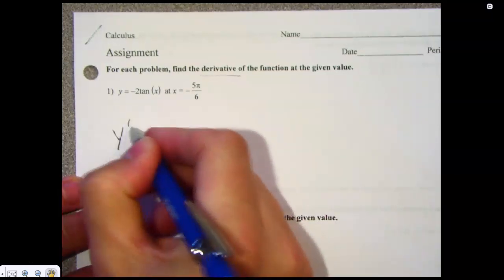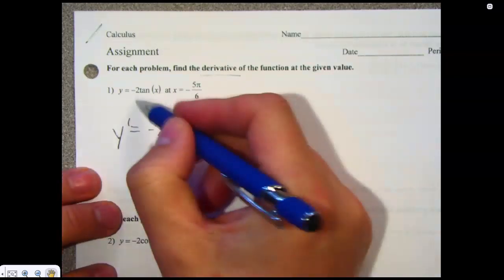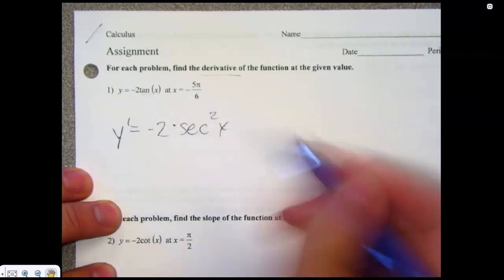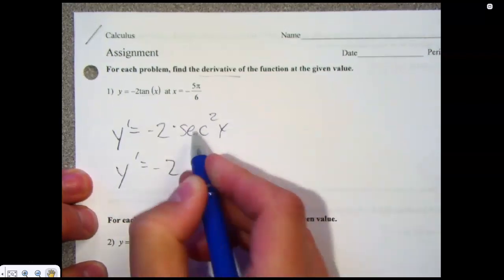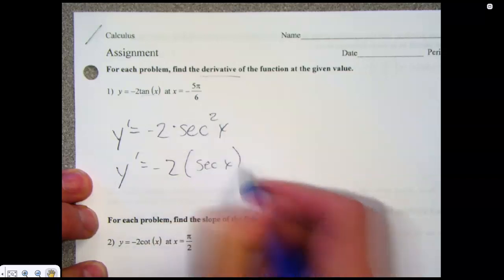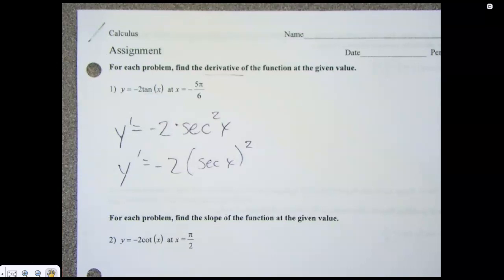So the derivative here, the negative 2 just drops. So it just falls down in front. The derivative of tan is secant squared. And you can write that as sec squared of x, or put the square above the sec before the x, which means you're squaring the whole thing. So those are the same. You can write it either way that you want. Usually the AP test will write it without the parentheses, but you can put them in there if it helps you. And then my job is to plug in negative 5 pi over 6.